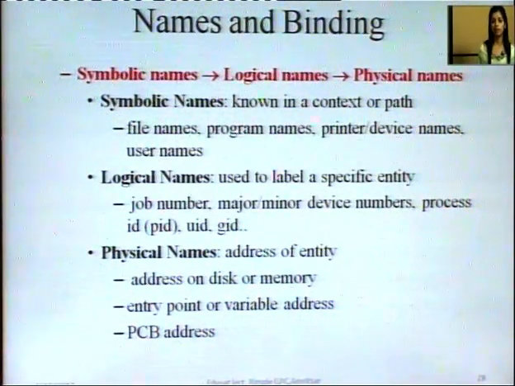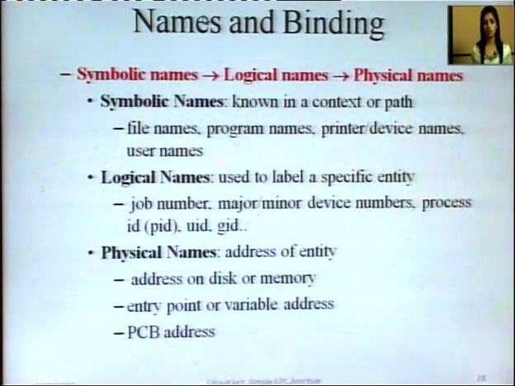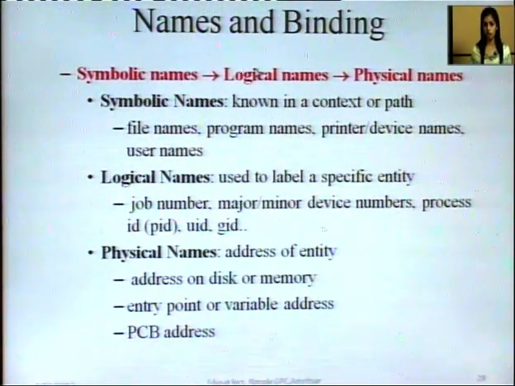Next, names and binding. That means we convert our logical address into a physical address. Firstly we add a symbolic name, and a symbolic name is a file name, program name, or any printer name. Then the symbolic name is converted into a logical name, that means job number, device number, process number. Then the process ID or process number is converted into a physical address, where the actual data is going to be stored, and from where we want to access the allocated memory.